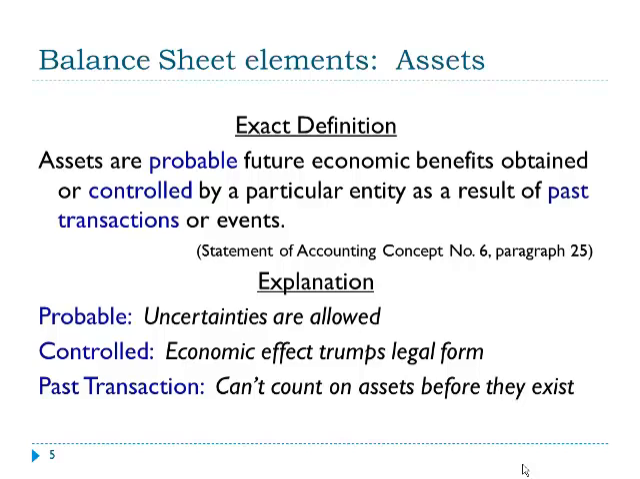What do we mean by assets? The specific definition is assets are probable future economic benefits obtained or controlled by a particular entity as a result of past transactions or events. There are some words in here that make this definition really distinctive. First of all, assets are probable future economic benefits.